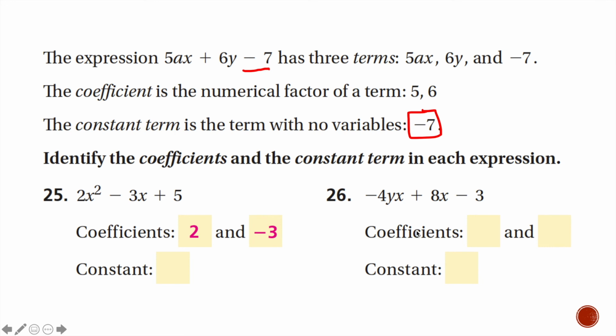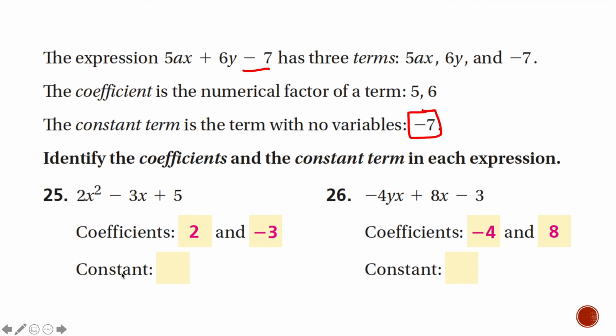Jumping over to question 26 to finish off the coefficients, you have the very first one, which is going to be the very first thing attached to the variables, which is that -4. That one's straightforward, it's right on the outside. We also have a +8, which means the other coefficient, or the other number that's attached to a variable, is going to be a +8.